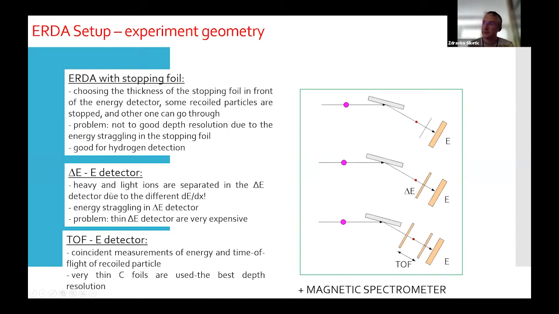You can also separate the elements if you have a thin, so-called delta E detector, and the signal from this delta E detector is proportional to the Z of the ion which passed through. So if you measure delta E and E, you can have a Z separation of the elements inside of the target. Or you can do time of flight. You measure time of flight between 2 points. Ions of the same energy and different mass have different velocity, so by this you can separate ions by mass. Or there are some sophisticated magnetic spectrometers. I will not speak about them now.